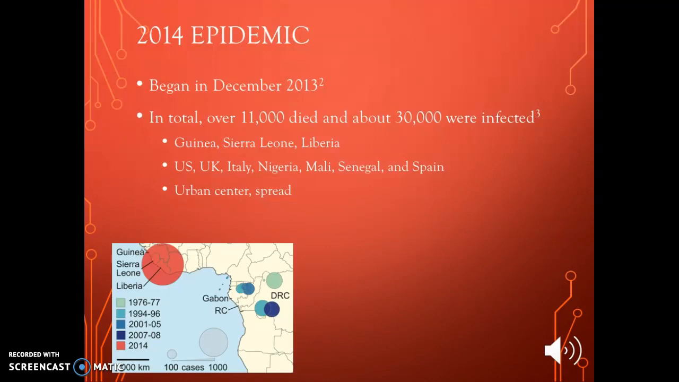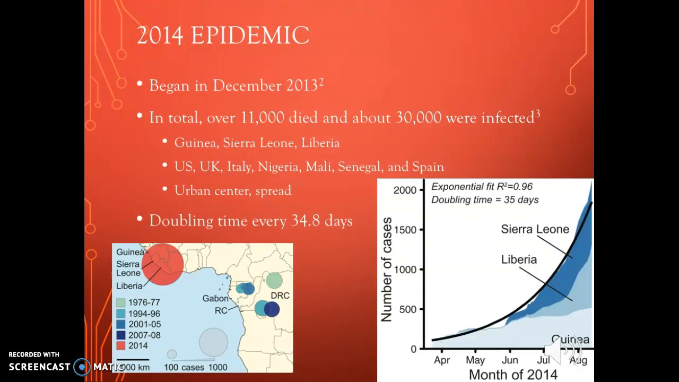And one of the primary reasons that it grew so rapidly is because it first appeared in Guinea in an urban center, rather than, as it had been in the past, other areas in Africa that were a little bit more remote. And so there was a doubling time of less than every 35 days. So a pretty exponential growth.